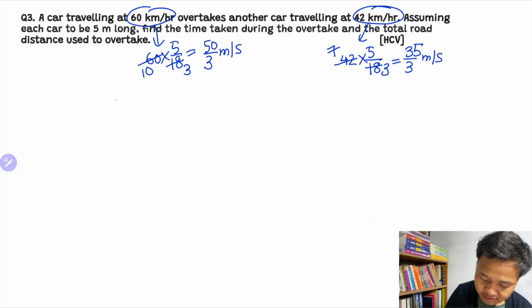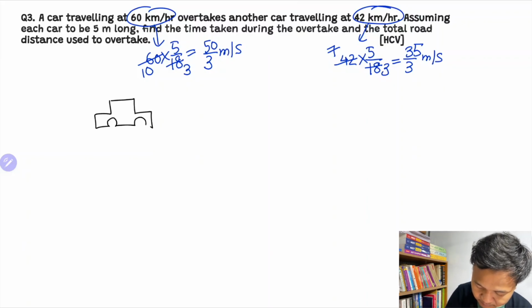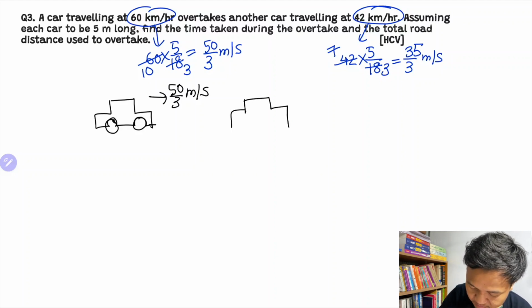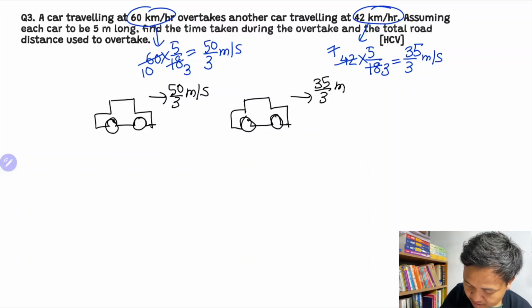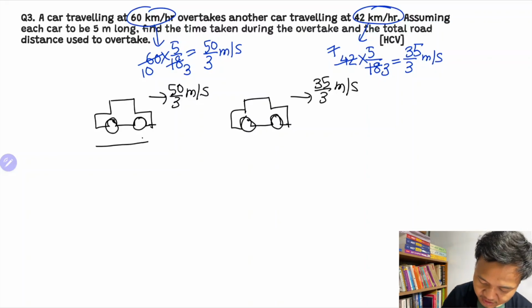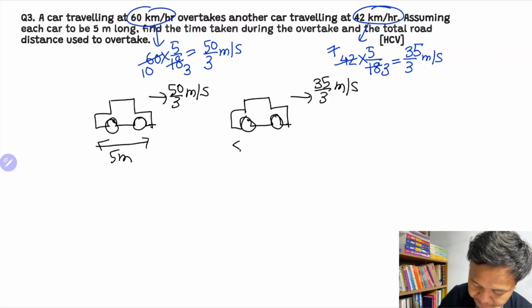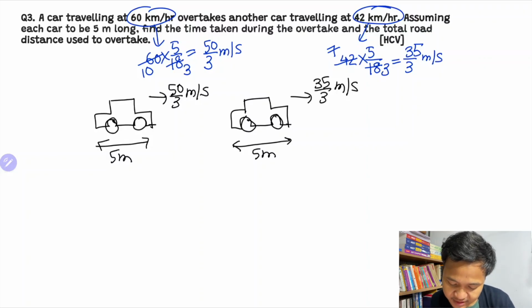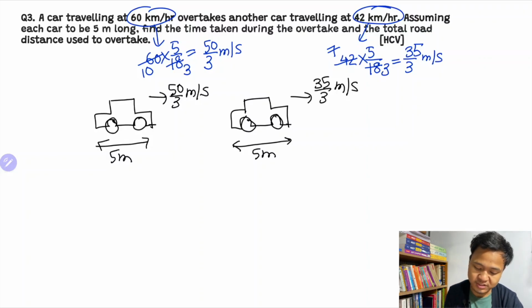Here you have a car. This car is moving at 50 by 3 meter per second. Another car is moving with 35 by 3 meter per second speed. So it is going to overtake the second car after some amount of time. The length of each car is given as 5 meter. Find the time taken during the overtake and the total road distance used.